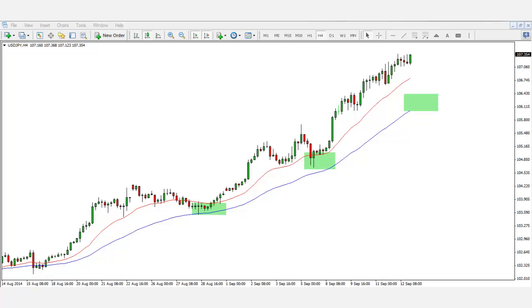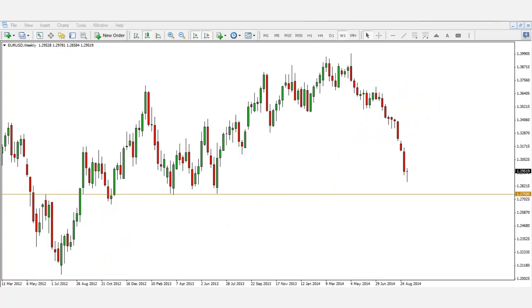The next pair I'll look at is euro dollar. This is the weekly chart of euro dollar, and my bias for this pair is actually still bearish, because notice the 127.50 price tested it 3 times, right? Once, twice, and thrice. So I'm anticipating that price will actually test this level once more.